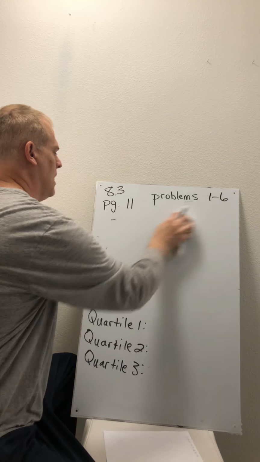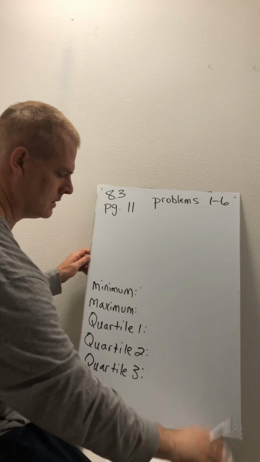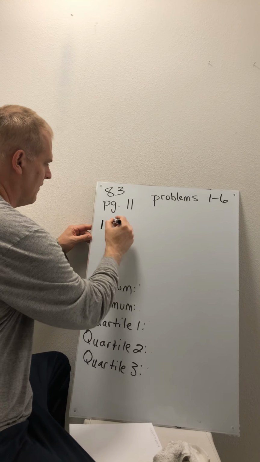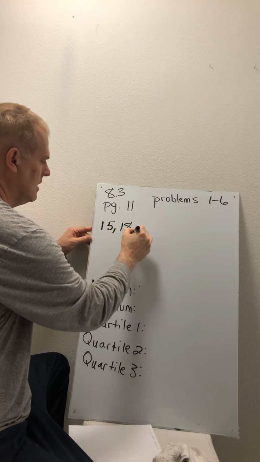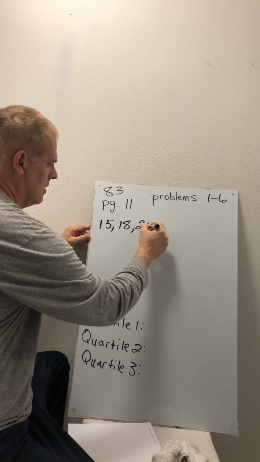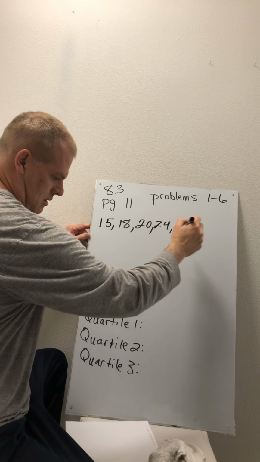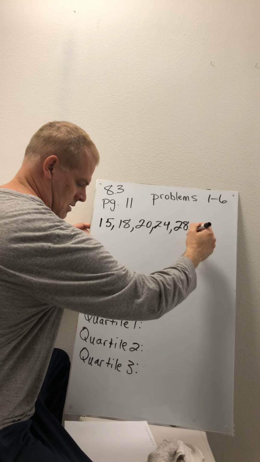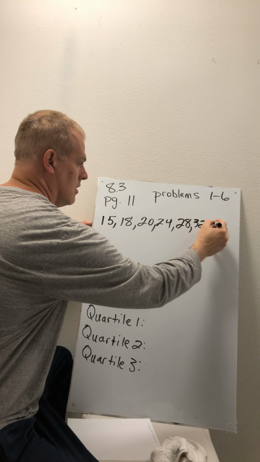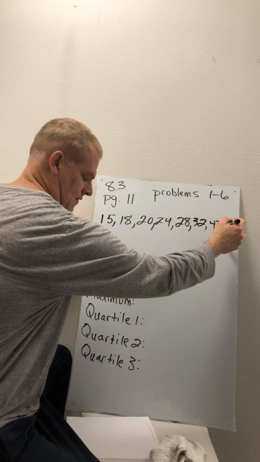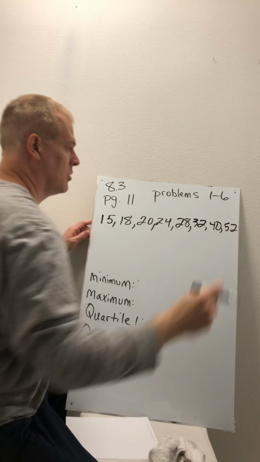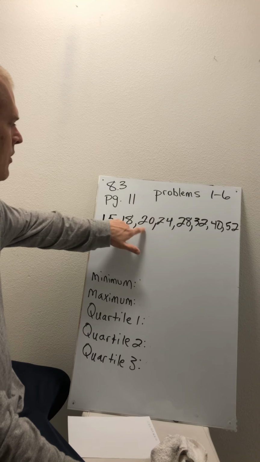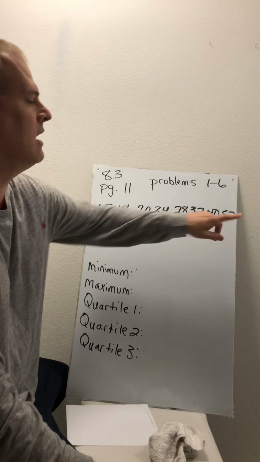So this time I'm just going to write the numbers in order. That way we can get through this a little faster. So I have 15, 18, 20, 24, 28, 32, 40, and 52. These were numbers that I just wrote down. Okay, so this time I have 1, 2, 3, 4, 5, 6, 7, 8 numbers.